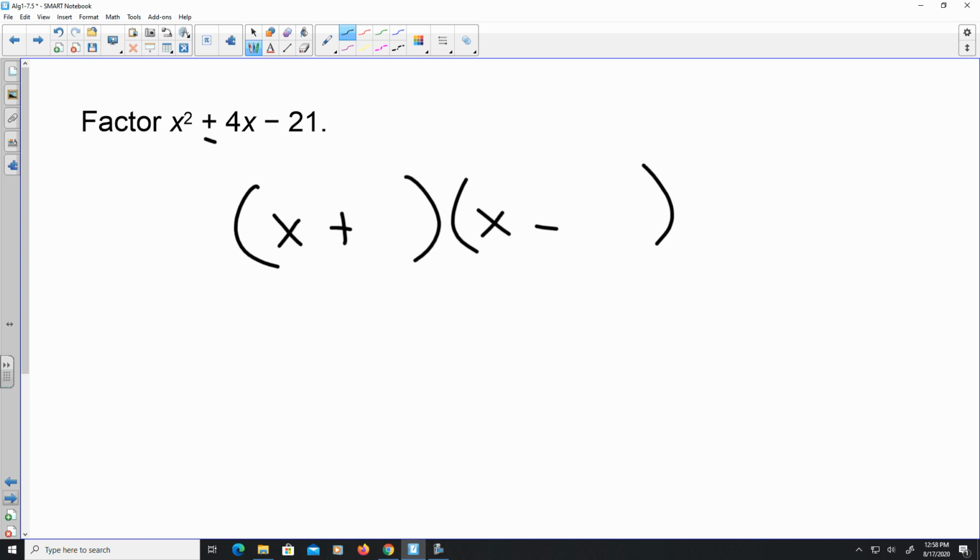And 7 and 3, because 7 times 3 is 21, but 7 minus 3 is 4.